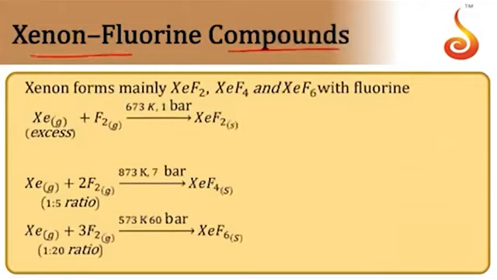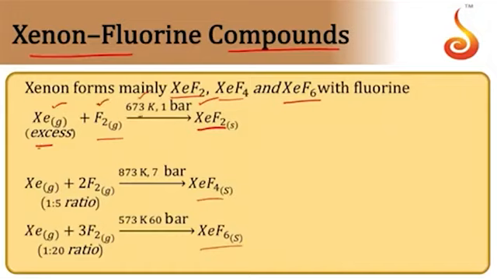Then the xenon fluorine compounds. Xenon fluorine compounds, that is xenon fluorides, XeF2, XeF4, XeF6. Now, all these are prepared directly from elements itself, that is xenon and fluorine. But the fluoride formed depends upon three factors. It depends upon the ratio of the elements used, as well as temperature and then pressure. The type of the fluoride formed depends upon the ratio of these elements used, temperature as well as the pressure.